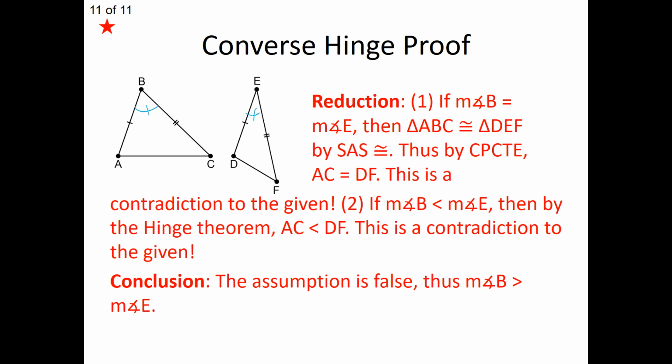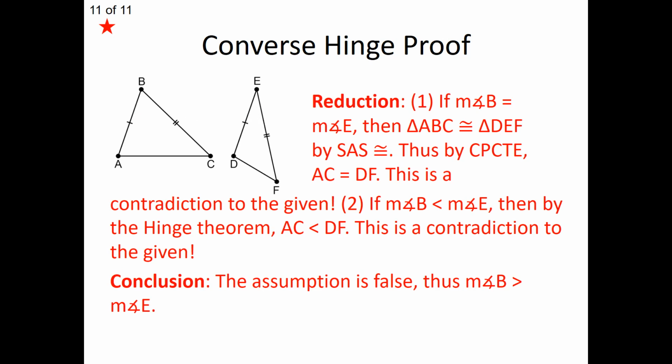Aren't those two angles just lovely? Look at those equal angles. All right, this is so beautiful. They're totally equal in measure, right? So if they're equal in measure, then what happens between the two triangles? The two triangles are then congruent to each other by side-angle-side congruence. Thus, by CPCTC, the length of AC has to be equal to the length of DF. But this contradicts the given. Remember that our given says that AC is greater than DF. So we can't have angle B and angle E be equal in measure.